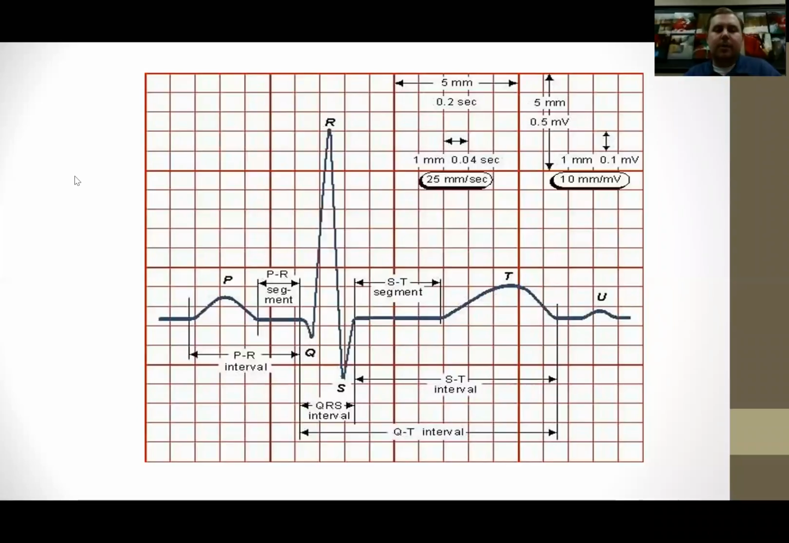So we did rate and rhythm. We're going to determine the axis of the QRS. And then the third step is intervals. So we're going to go through and evaluate all our different intervals. This graph has all our different intervals labeled, along with showing us how big each big box is and how big each little box is. The big ones are going to be your PR interval, your QRS, and then your QT.